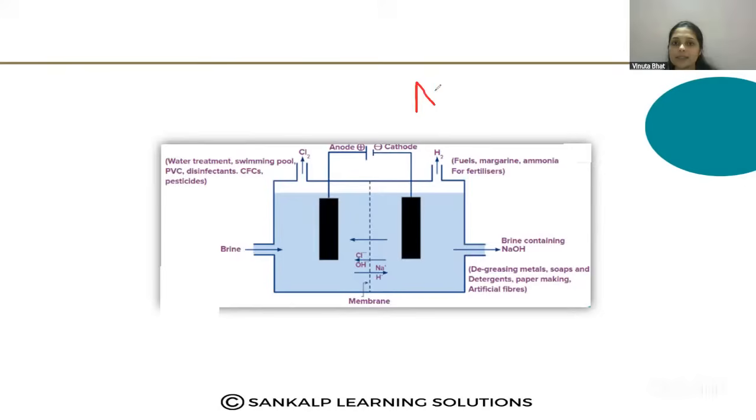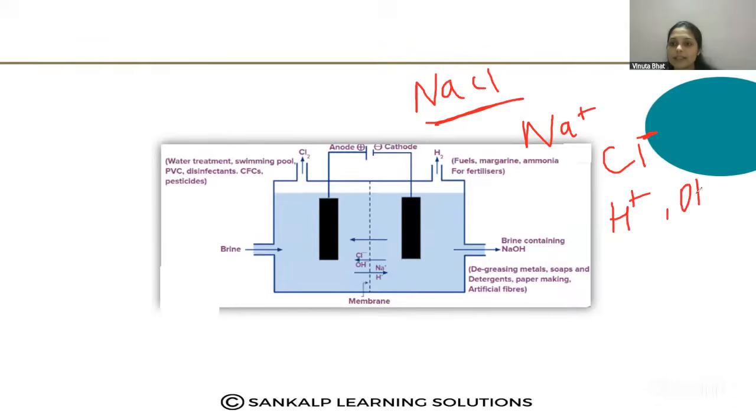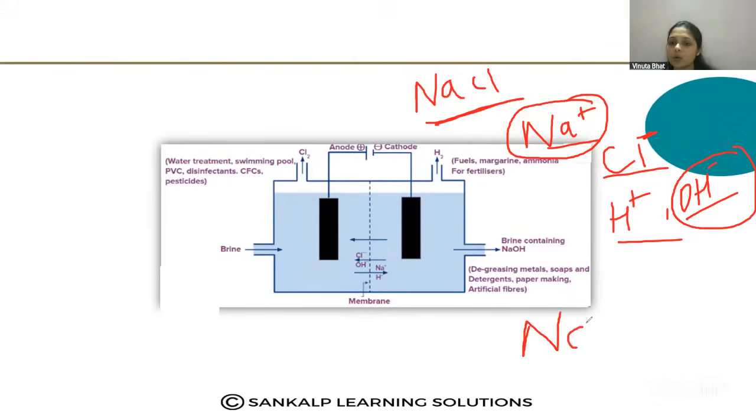the NaCl solution forms Na plus and Cl minus ions, and the water splits into H plus and OH minus ions. So here the ions are formed: Na plus and Cl minus, H plus and OH minus. This Na plus positive ion and the OH minus negative ion combine to form NaOH.